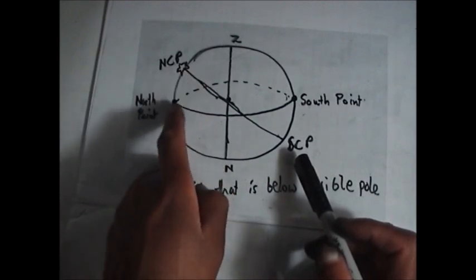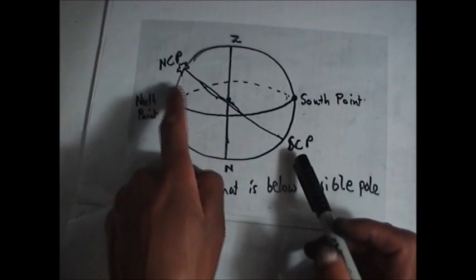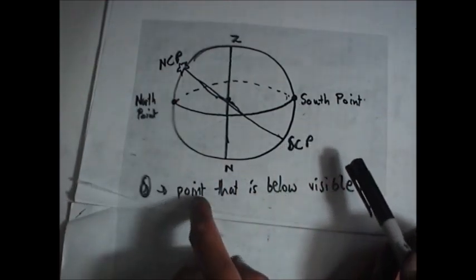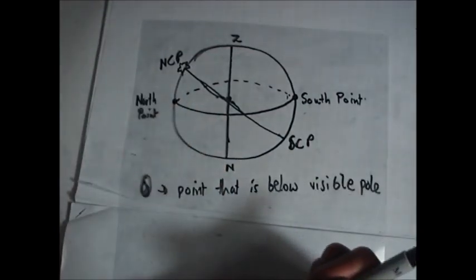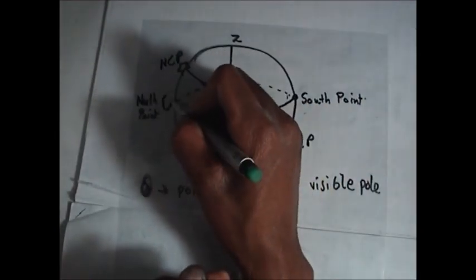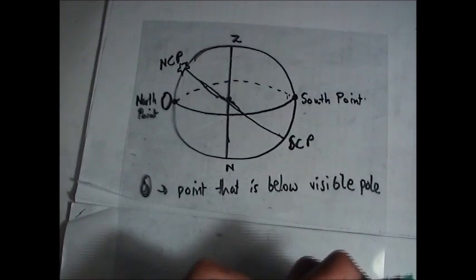So the origin is chosen as the north point because that is the point that is below their visible pole, their visible pole being the north celestial pole. So we are going to define our origin as that point.